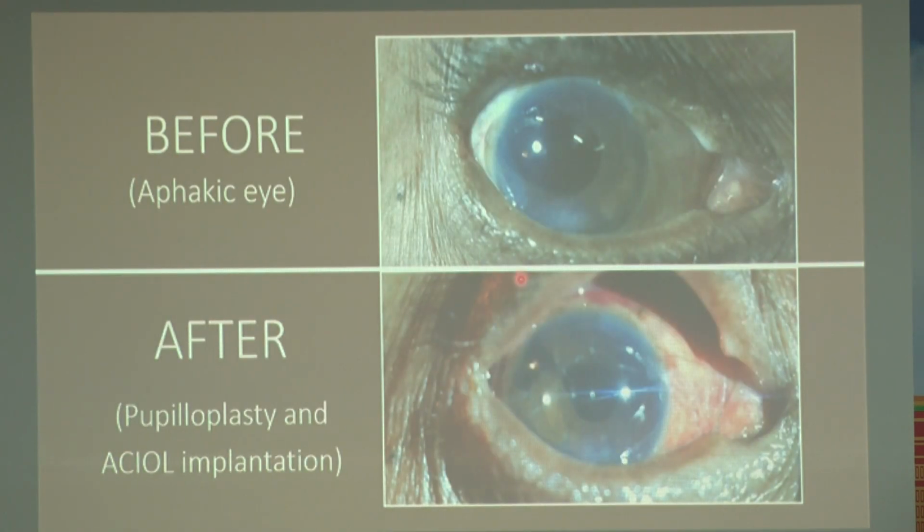So this was one case. He was aphakic. This is his pupil diameter, and there was total loss of iris tissue from this part. After doing this pupilloplasty, I implanted an ACIOL over it. Iris glow was not possible as there was no iris tissue here.